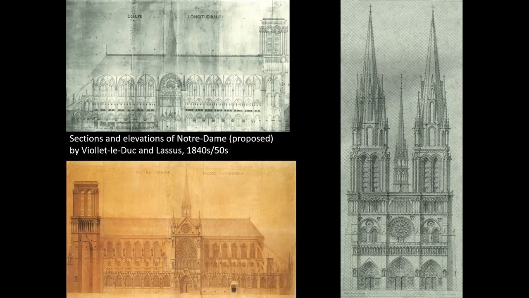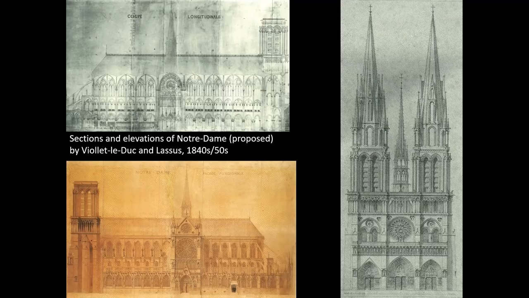the proposals by Viollet-le-Duc and Lassus to replace the great spire or flèche over the crossing that was probably made in the 1260s when the transepts were modified and was destroyed in the 1790s, or was taken down. It was already considerably damaged. But as we'll see a little bit later, we know quite a lot about its original appearance, and Viollet-le-Duc and Lassus proposed to reconstruct it.